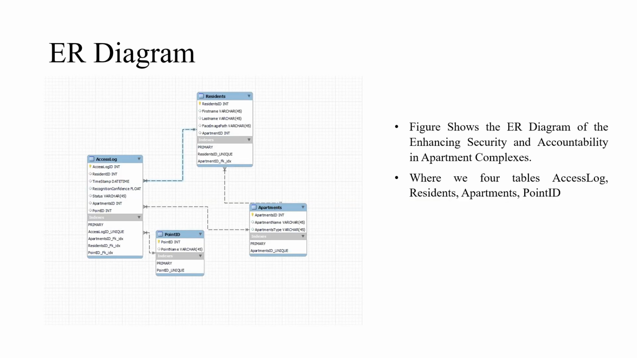Here comes the ER diagram, which is the entity relationship diagram. Here are the various entities in our project. We have four major entities: access log, residents, point ID, and apartments. Point ID is nothing but an entry point or an exit point; it tells you whether it's an entry or an exit. And apartments are the various apartments within the complex. This is a simple entity relationship diagram for this project. We will discuss these entities and their attributes in the upcoming slides.